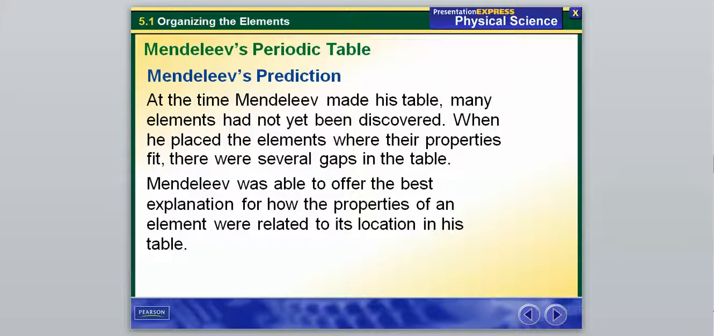There's no element that we know right now that would fit this pattern, that would have these properties, so I'm just going to leave it blank for now. However, he left it blank, but he was still able to offer the best explanation for how the properties of an element were related to its location in the table.